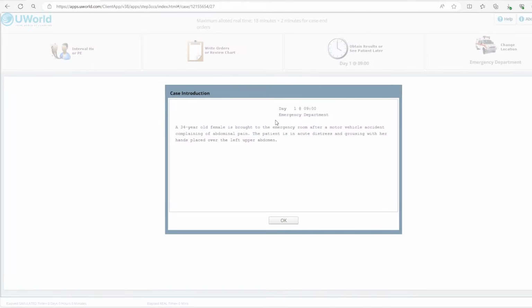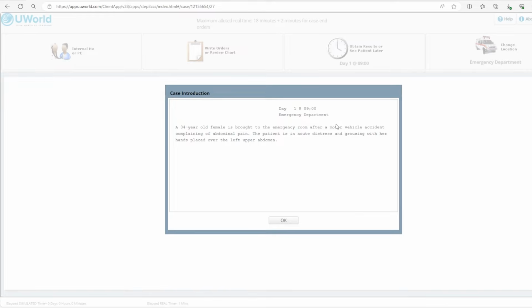So we'll start with this case. Whenever you start a case, you'll have the case introduction, which gives you a brief summary of what the case will be about. Here we have a 34-year-old female brought to the ED after a motor vehicle accident, complaints of abdominal pain. So now you should start thinking of the different differentials that can cause abdominal pain. The patient is in acute distress, that's very important to know, and groaning with her hands placed over the left upper quadrant, or left upper abdomen. So now you know abdominal pain, left upper abdomen, and distress.